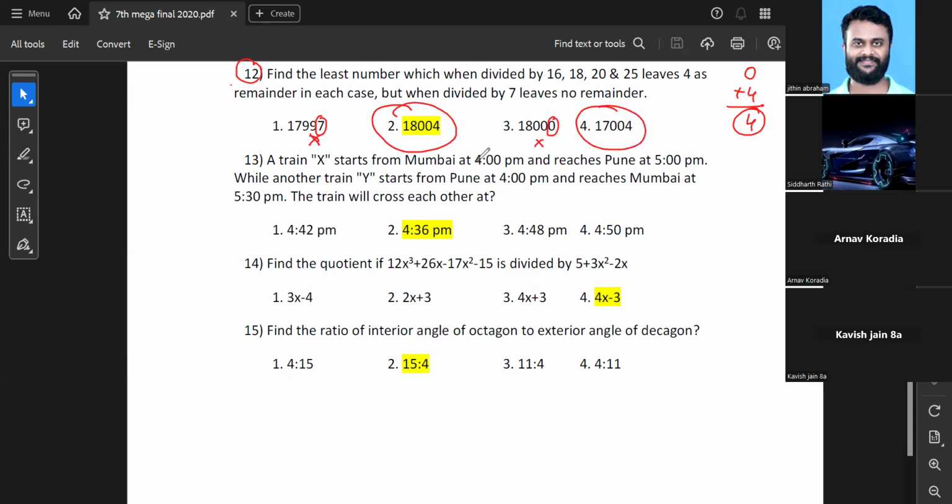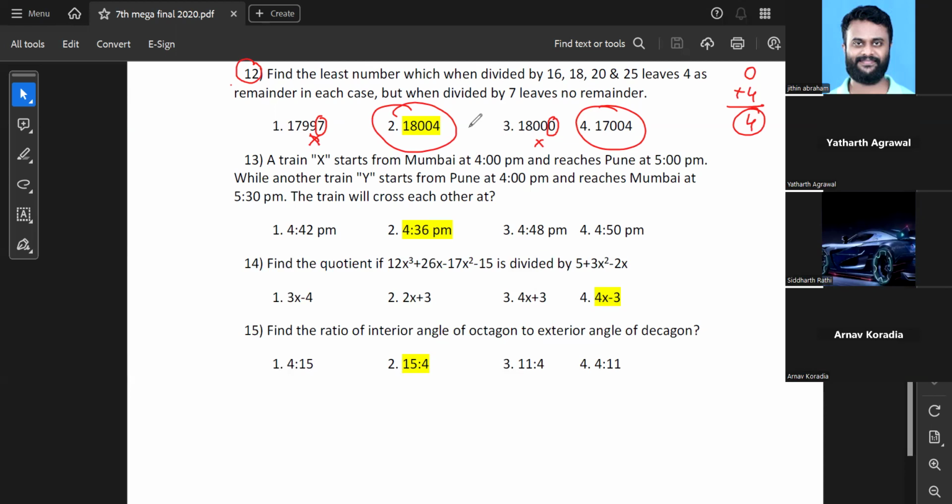So after that, you just go for trial and error. 17,004 is not divisible by 7. So we can directly write 18,004 as the answer.